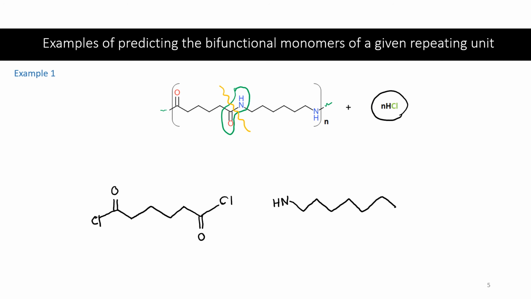NH, and this HCl was made by hydrogen and a chloride. So if the chloride came from here, the other hydrogen must have come from here. So there's two hydrogens. And the same on the other side. So now we were able to predict the two bifunctional monomers that condense to form this repeating unit.